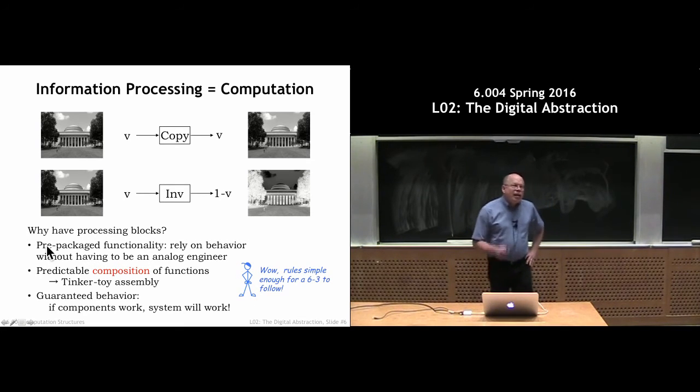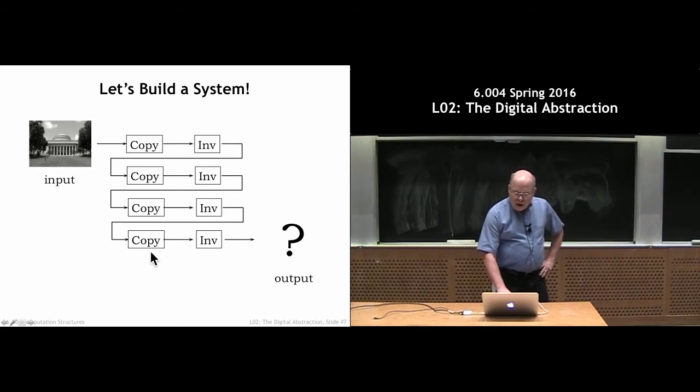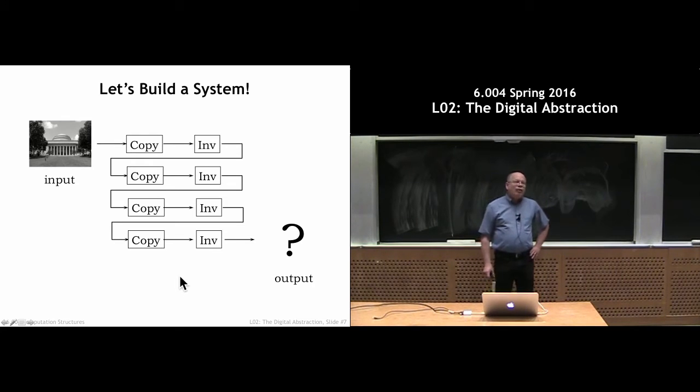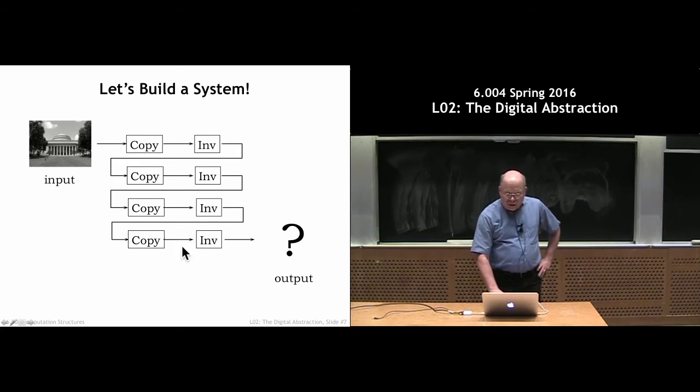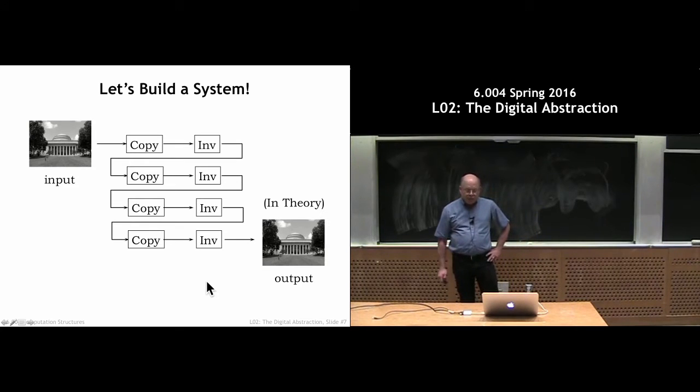Alrighty, so the idea behind our system strategy is that if the components work and we follow the rules for how to hook them together, we would expect our system to work. And that's going to be important when we want to build large systems. So let's build a system. Well, just a whole chain of copies and inversions here. What do you expect out? Well, there's an even number of copies, which should not change the picture, and an even number of inversions. So I expect to get the same picture out. That's what theory tells us we should get out.